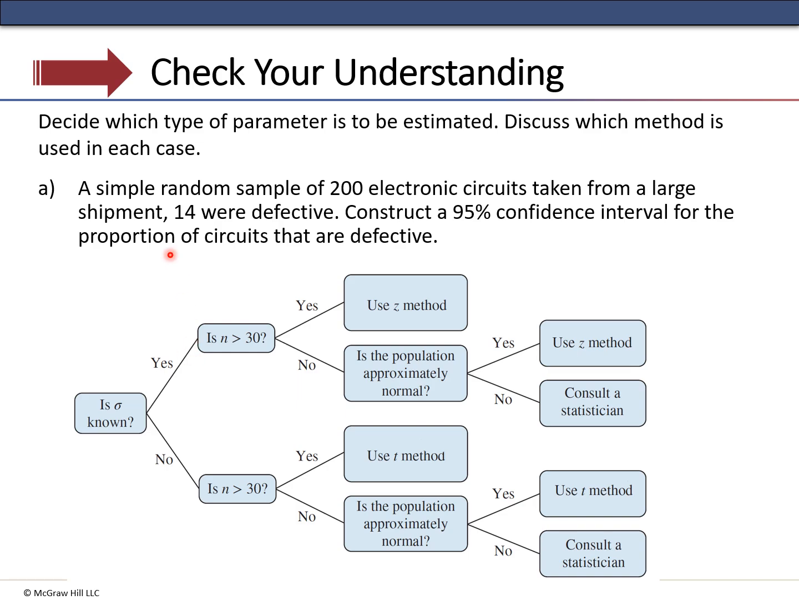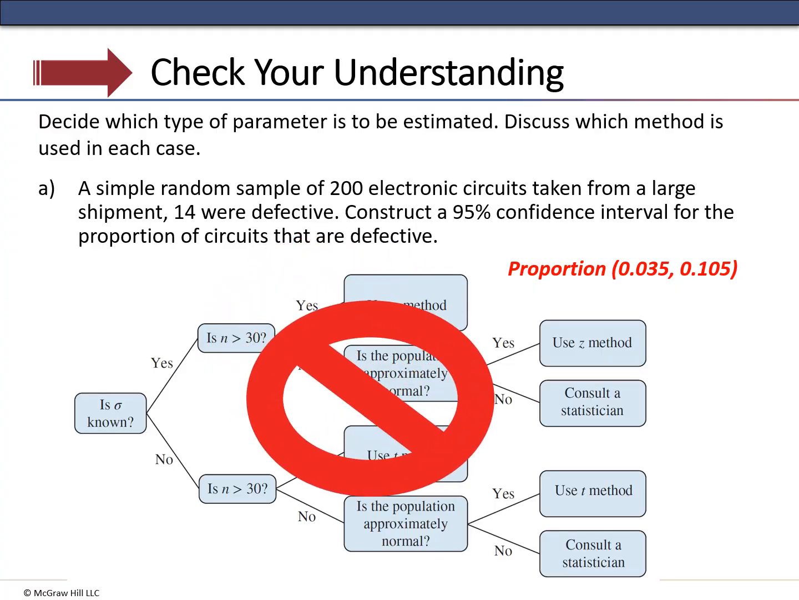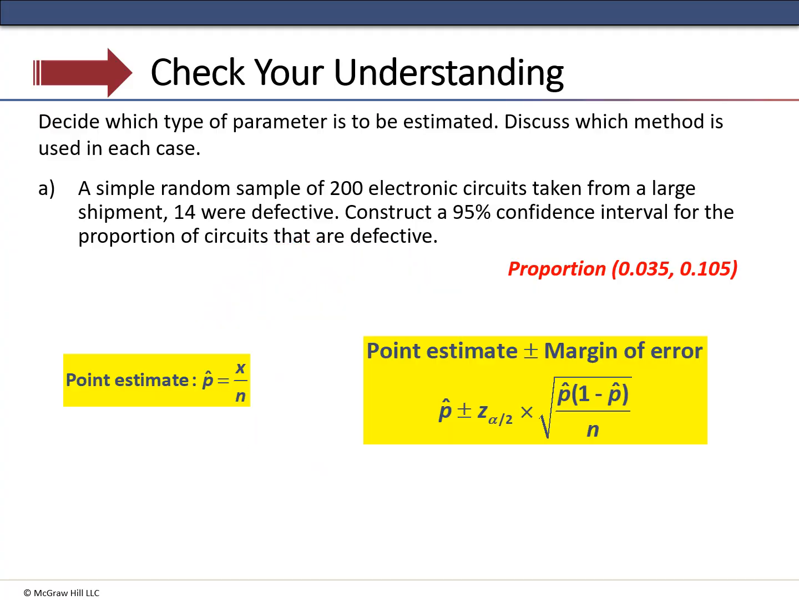We're going to go through a number of different examples. The first thing is to figure out what we're looking for, and we're looking for the proportion of circuits that are defective. This table is all about means or averages, so it doesn't even come into play. The proportion is 0.07, and here we would find the point estimate and then the point estimate plus or minus the margin of error. The table is not even involved. Okay.